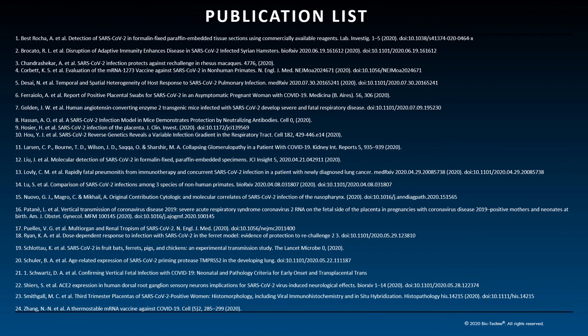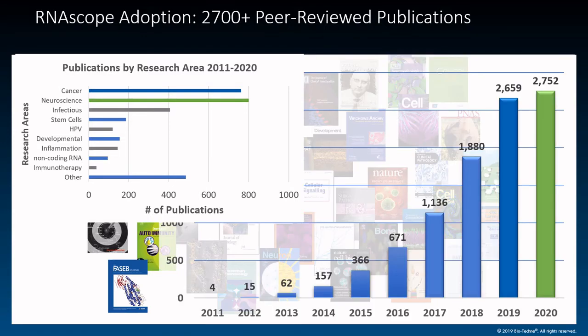Talking of all of these publications that I showed you for stem cell as well as COVID-19, I did want to highlight that the growth and adoption of the RNAscope technology is best exemplified by the number of peer-reviewed publications. We had our first publication in 2011, and since then, there have been over 2,700 peer-reviewed papers published using the RNAscope technology in numerous journals, and many of them in top-tier ones such as Nature and Cell.